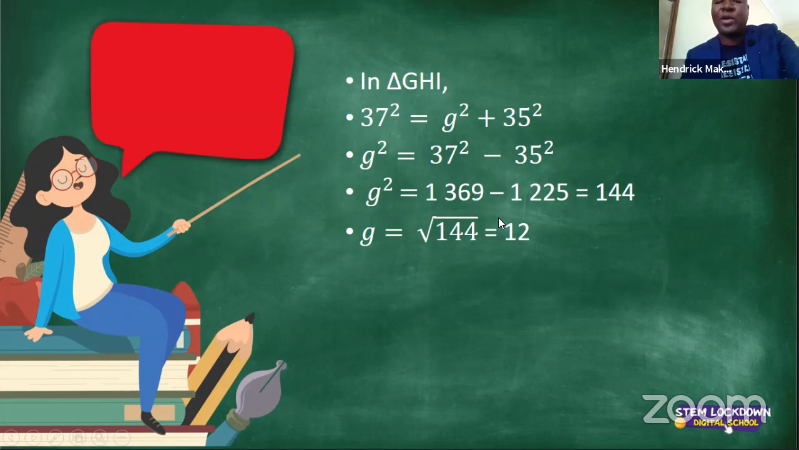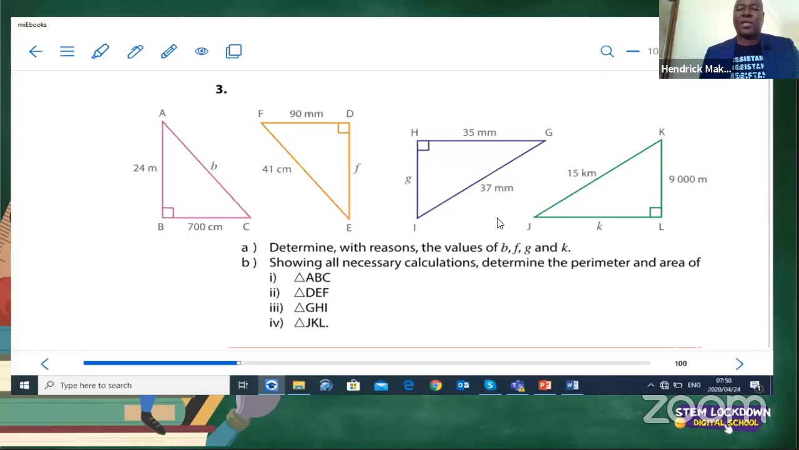So I'm now going to open the lines just for questions, particularly in regard to what we have already done here, if there are any questions. And in the absence of questions, we can just carry on to determine the value of K, which is found here in triangle JKL. That is the last triangle there.